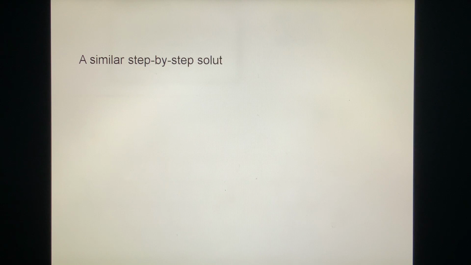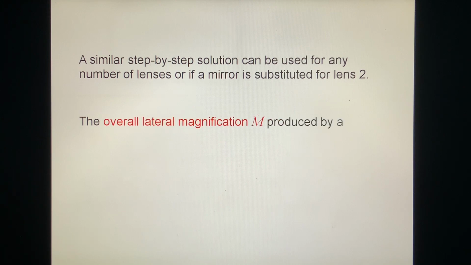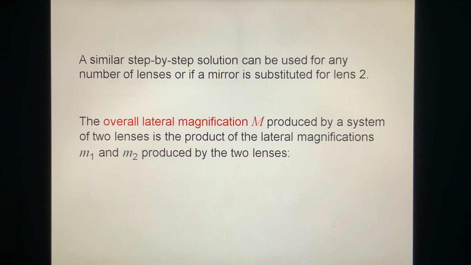A similar step-by-step solution can be used for any number of lenses, or if a mirror is substituted for lens 2. The overall lateral magnification, capital M, produced by a system of two lenses is the product of the lateral magnifications M1 and M2 produced by the two lenses. Capital M equals M1 multiplied by M2.